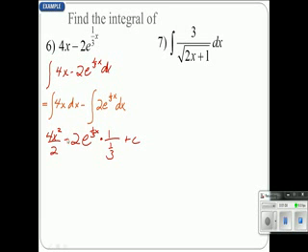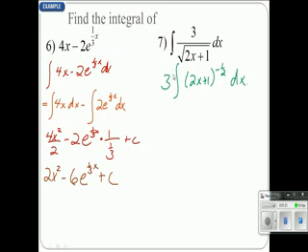And then the next step, I'm going to clean that up. So 4x squared over 2, of course, is just 2x squared. Dividing by 1/3 is the same as multiplying by 3, so that becomes 6e to the 1/3 x plus c. We're done with that example. Let's take a look at number 7.